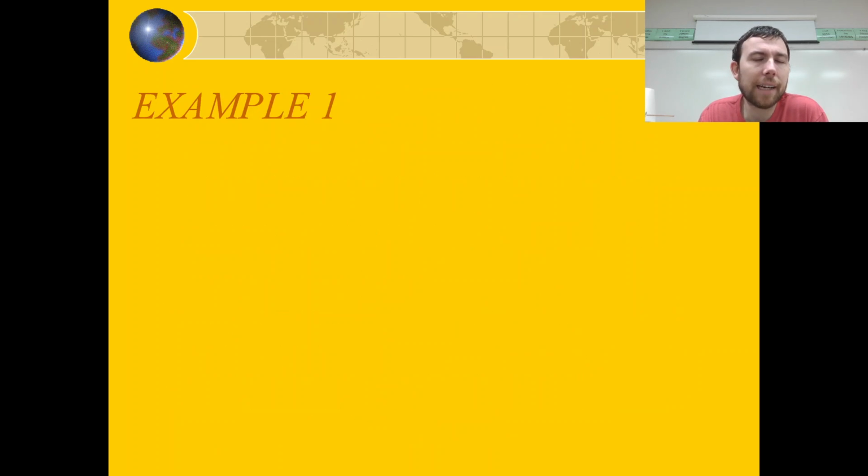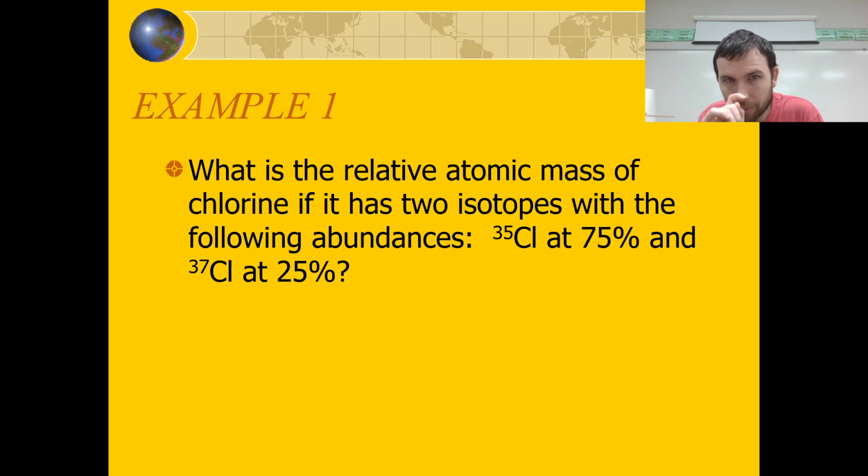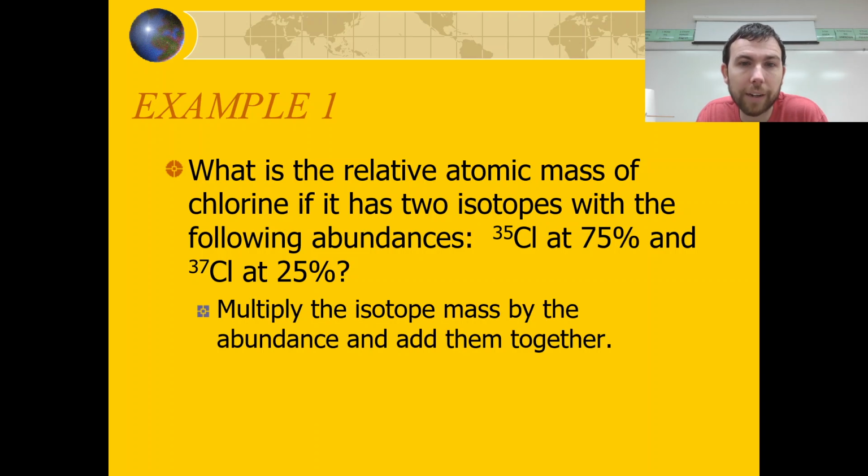Now, here's an example of a type of problem that you could be asked to do. What is the relative atomic mass of chlorine if it has 2 isotopes with the following abundances? So they tell you chlorine 35 at 75% and chlorine 37 at 25%. This is by far the easiest problem they could give you because they've essentially told you the masses and the abundances of each. And so when we go to solve that, we're just going to multiply the isotopic mass by the abundance and then add the two values together.